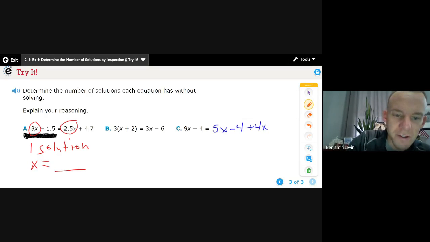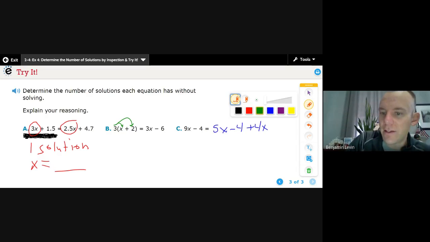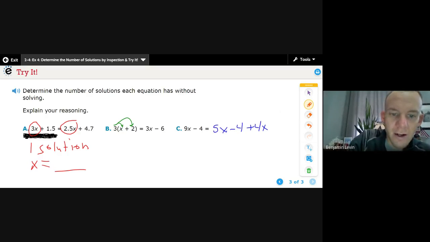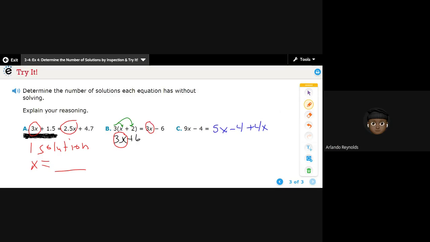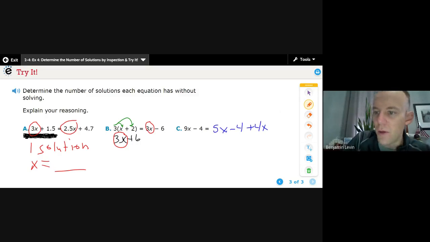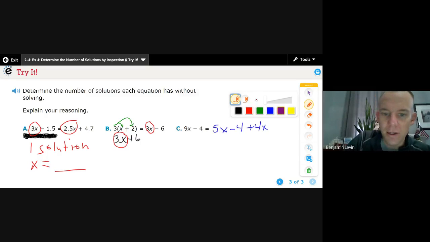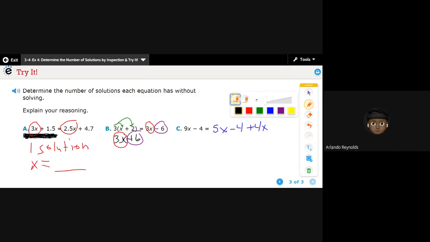In this one, you have to distribute, right? So we have 3x. I'm going to rewrite it right here. 3 times x is 3x. 3 times positive 2 is positive 6. So let's look at what we got. Do we have the same number of x's? Yes. Do we have a true statement or a false statement? A false statement. Yep. False. So you're right.